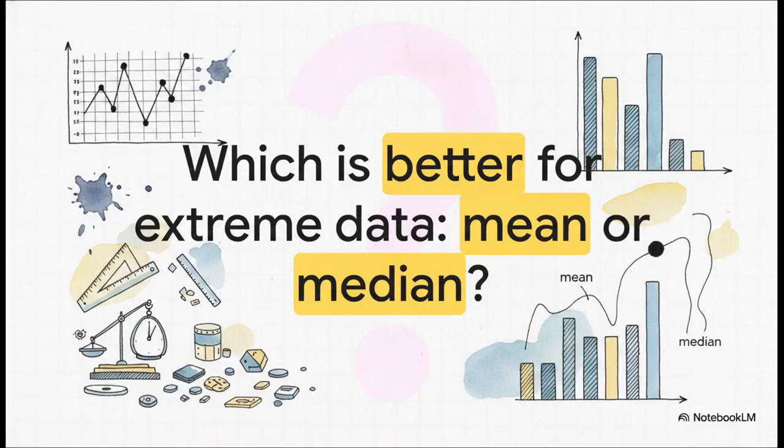Which leaves us with a final, provocative question for you to ponder on your own data literacy journey. In a messy, real-life data set filled with extreme highs and extreme lows, which measure do you think is more trustworthy? Is it the meticulously balanced mean or the positionally secure median? Keep that in the back of your mind the next time you're looking at the numbers.